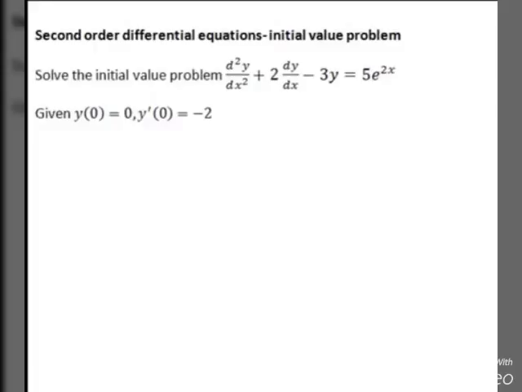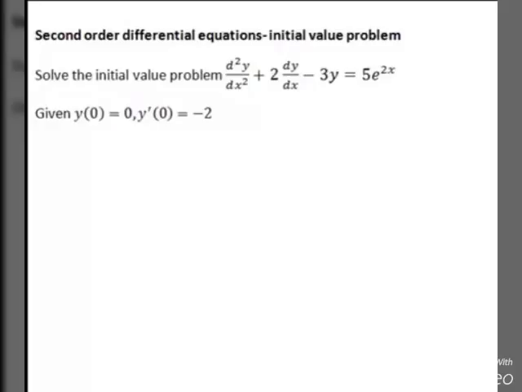The following is an example of solving a second-order differential equation of the type that's an initial value problem. So here we have the second derivative of y with respect to x plus 2 dy/dx minus 3y equals 5e^(2x). And it's an initial value problem because we also have y(0) = 0, y'(0) = -2 specified as initial conditions. And the first thing we do is find a general solution for the second order DE.